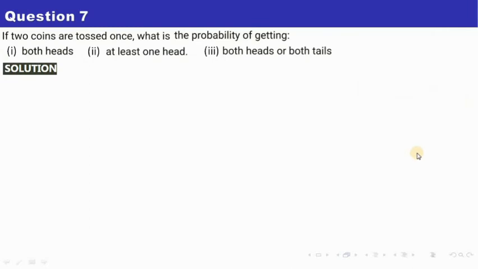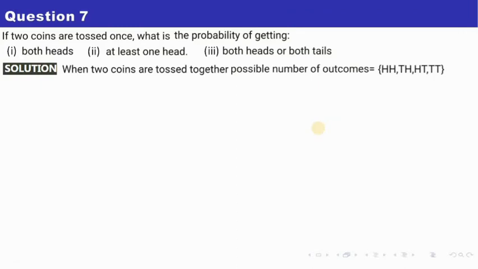Okay, so let's have a look at the next question, question 7. If two coins are tossed once, again this time we are not tossing one coin, we are tossing two coins. What is the probability of getting? Okay, so these are the different cases given here. So let us see what are the possible outcomes.